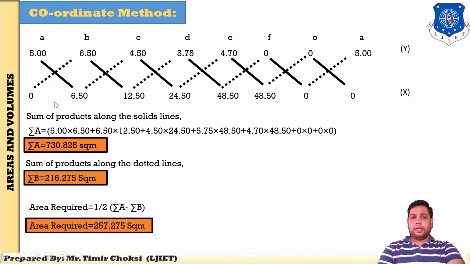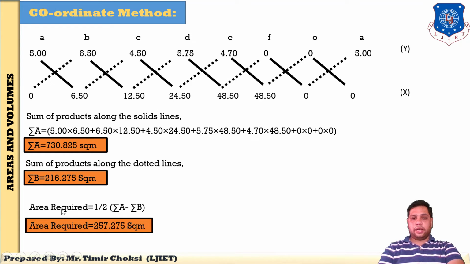Now you know the sum of products along the solid line. So 5 into 6.5 plus 6.5 into 12.5 plus 4.5 into 24.5, and similarly the last 0 into 0. So you will get the answer of summation A. Now the sum of products along the dotted line. So 0 into 6.50 plus 6.50 into 4.50, and similarly the last 0 into 5. So you have found the sum of products along the dotted line, summation B. So from summation A and summation B, you will get the answer.